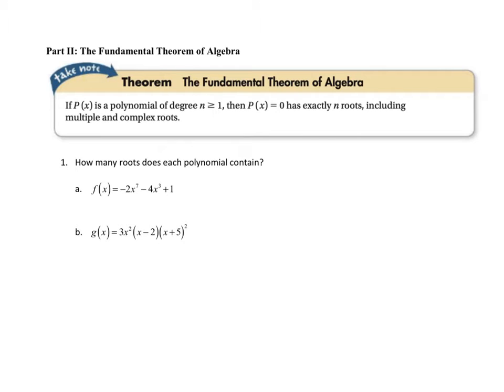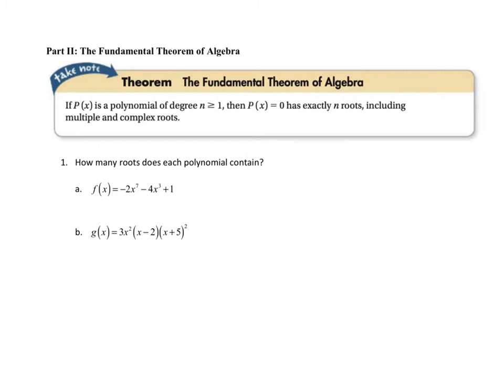The fundamental theorem of algebra says if p of x is a polynomial of degree n greater than or equal to 1, then p of x equals 0 has exactly n roots, including multiple and complex roots. What this means is whatever the degree of a polynomial is, that's how many roots the polynomial has.